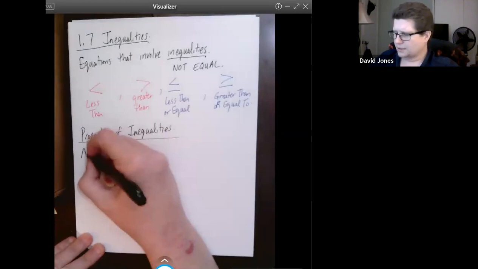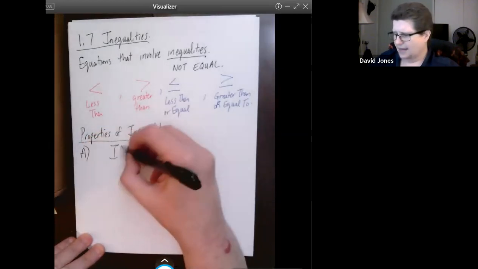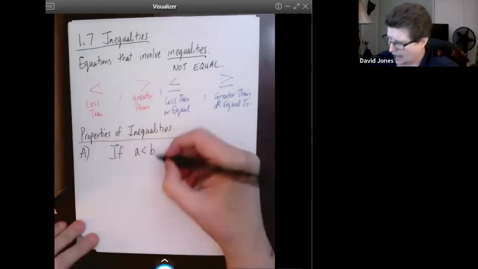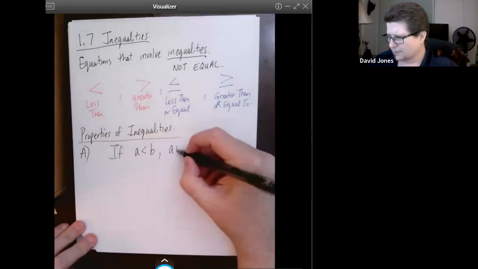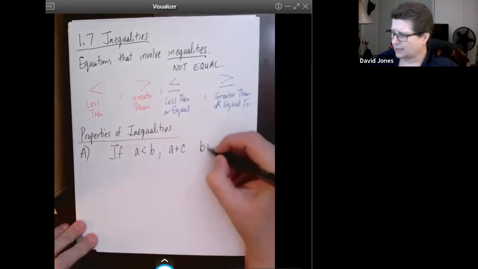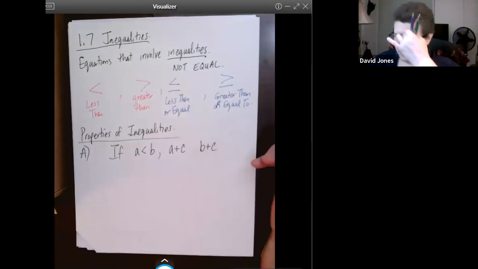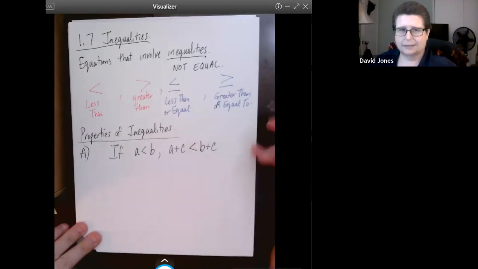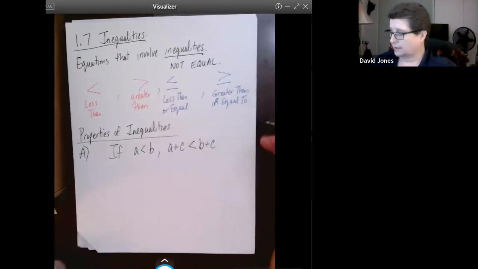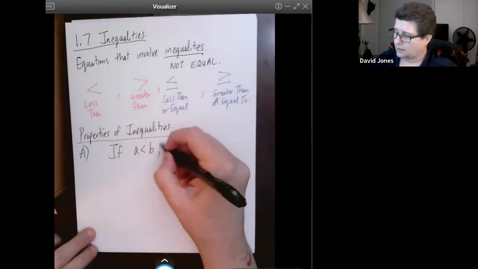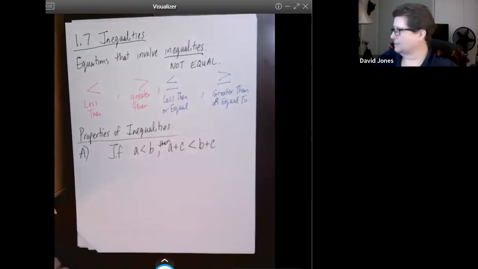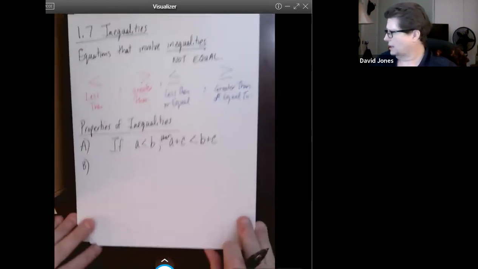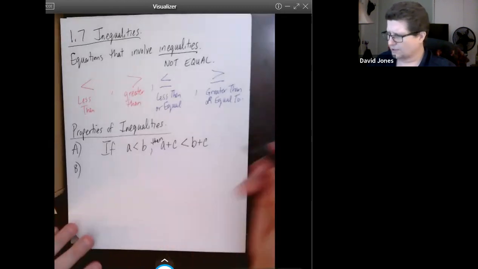So our first option, if the value of A is less than the value of B, and I add C to both sides, we've got A plus C and B plus C. If A was less than B and we add C to both sides, they still remain in that same relationship. A plus C is now less than B plus C. And then that was our addition option.